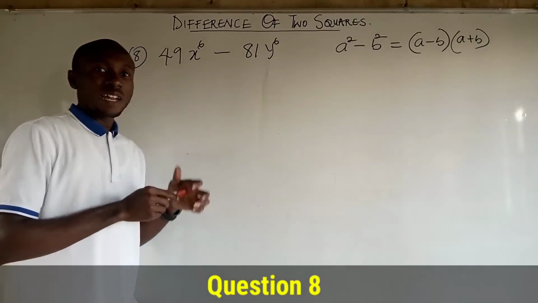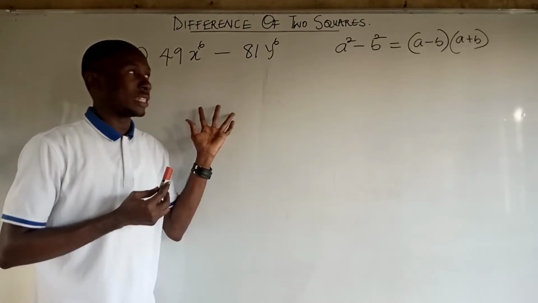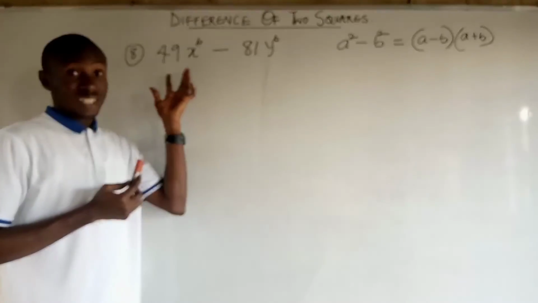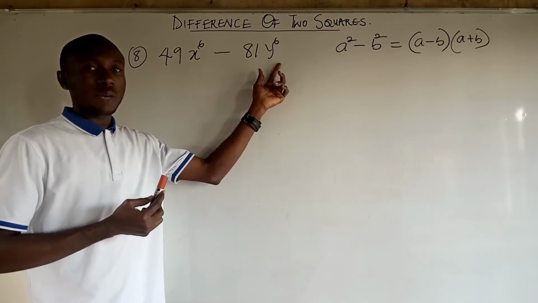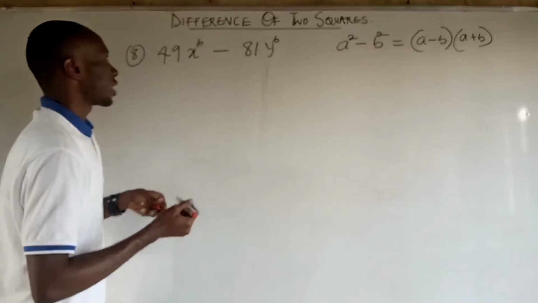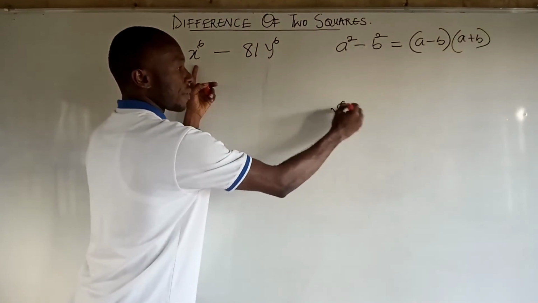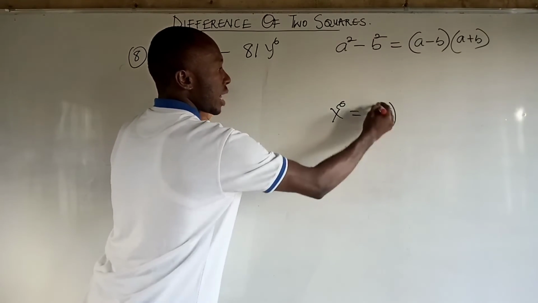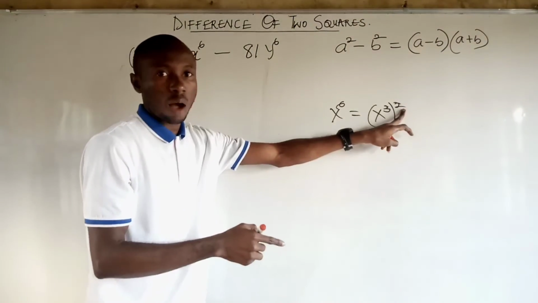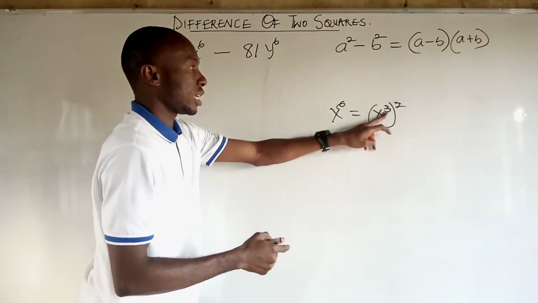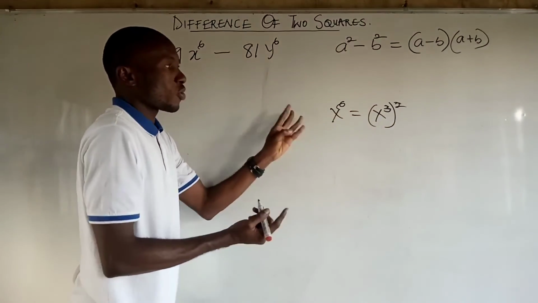Okay, viewers, this is the very last example for today's learning. You can see these guys are in powers of 6, no problem. We can still put them in powers of 2. Like x to the power 6 can be written as x cubed, all squared, because we want the square to be outside. 3 times 2 is still 6. So no issues with that.